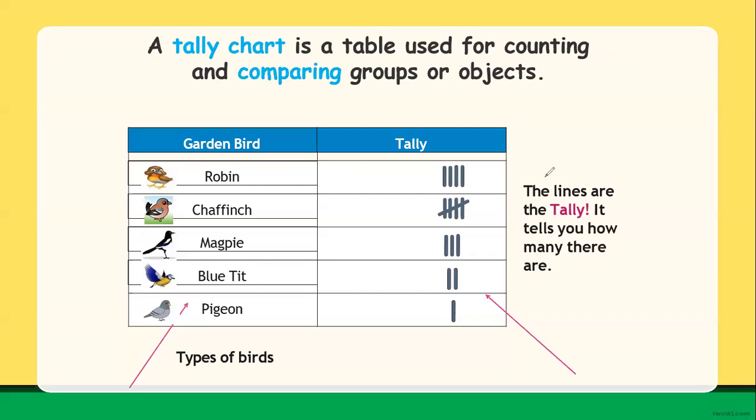So now the lines you are seeing on the screen are what we call the tally. It tells you how many there are. How many do we have? In case we look at the blue tits, how many are they? When you look at the pigeons, how many are they? So those are what we call the tally. So can we summarize? Yes, I want you to summarize what a tally chart is, and you can even give an example.